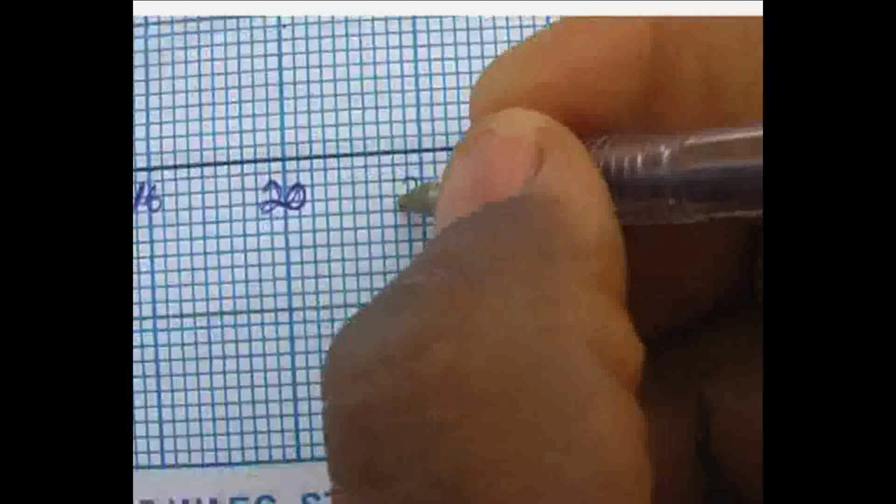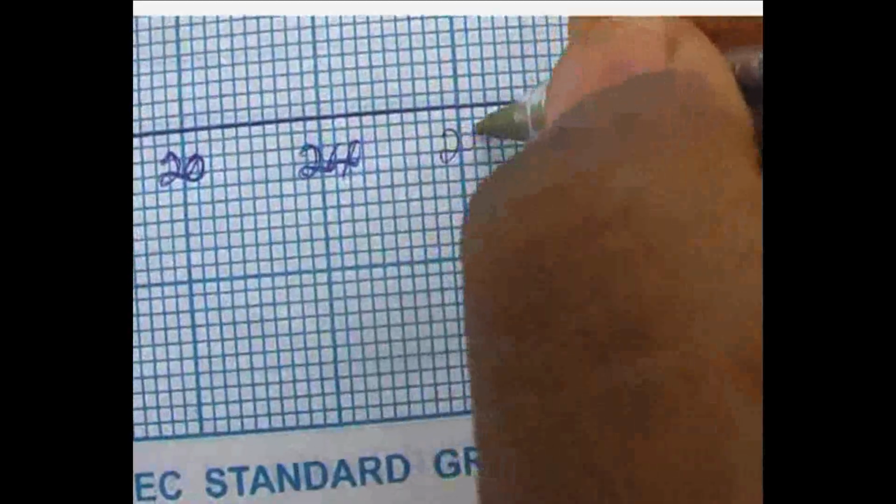16 plus 4 is 20. The next thick line will be 20. 20 plus 4 is 24. The next thick line will be 24. 24 plus 4 is 28. The next thick line will be 28.